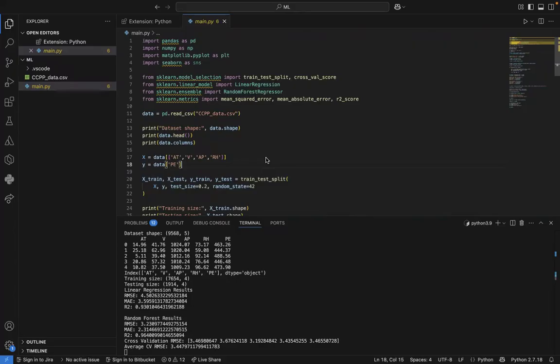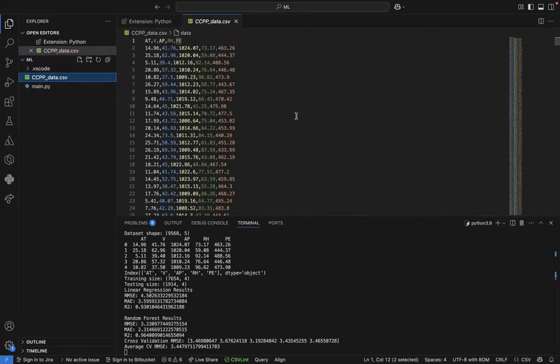In this project, the goal is to predict the electrical power output of a combined cycle power plant using machine learning. The dataset contains 9,568 hours of sensor readings collected from the power plant. Each row represents environmental conditions measured at a specific hour, along with the electrical energy output generated during that hour.